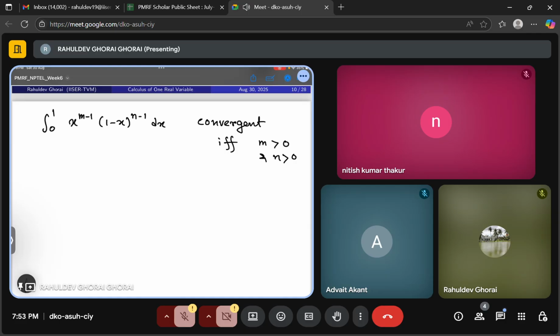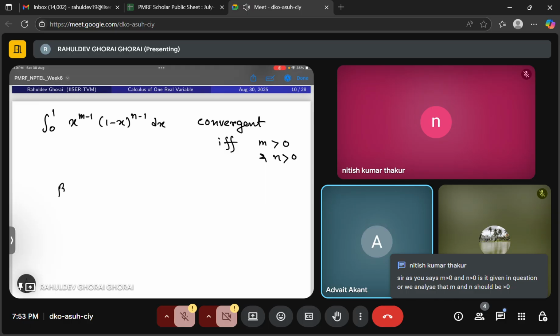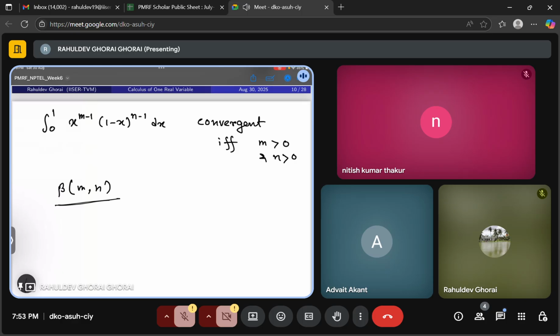Advait, you know? I think you are here. Yes, what is the function name? No idea. Okay, no problem. These are called beta function. Okay, you will know later.